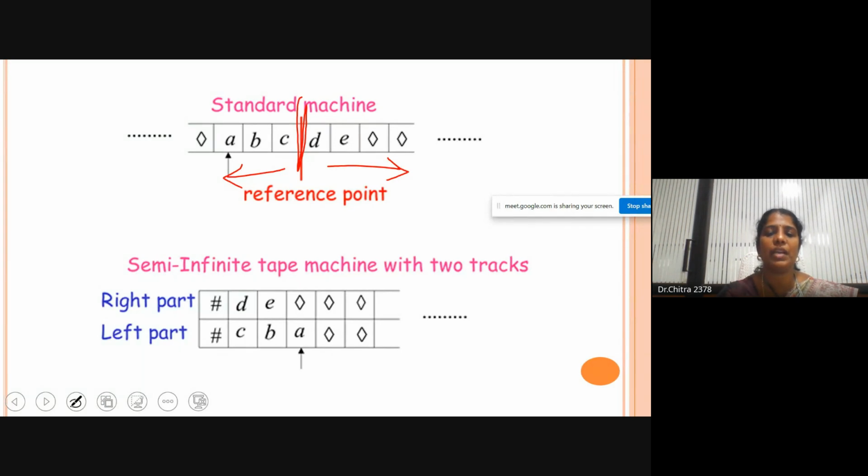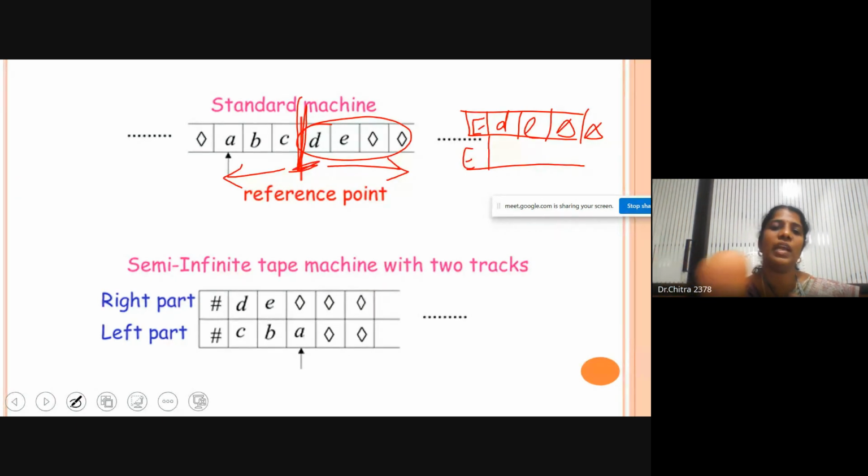So it can be constructed by using 2 tracks. The first one is kept in the first track. Semi-infinite means the leftmost cell holds the end marker. Then come D, E, and the remaining symbols, kept here. Similarly, in the next step, you write the end marker, that is the reference point, and then it is read in this direction. So reverse the string and store it here: C, B, A, and the remaining symbols. Either one can be read at a time.